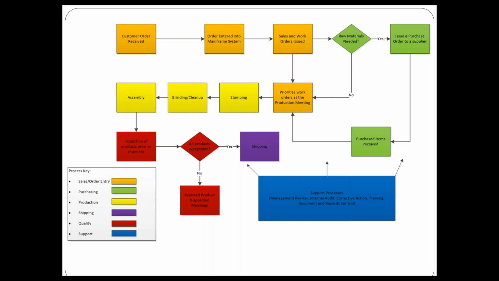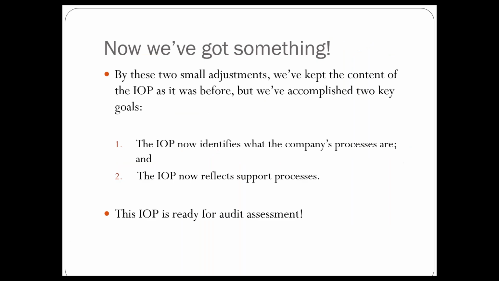So again, if you remember, we started with 12 boxes, 2 decision diamonds. We added a 13th box to this, and from these 15 items, we have 6 processes in total, as you can see. So we've got sales order entry in orange, production in yellow, and so forth. So by these 2 small adjustments, we've kept the IOP just the way it was before, but now we know what the processes are, and it reflects the entirety of the quality management system. This is an IOP that will absolutely pass audit assessment.